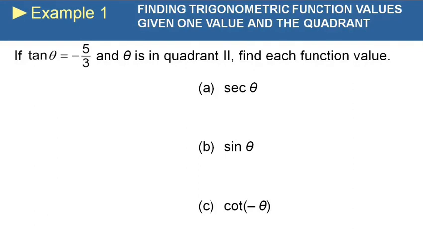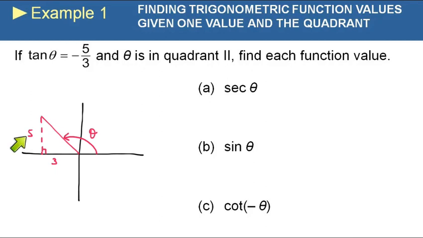Now, we've seen these problems before. The first example kind of relies on some of the identities, but we're not really going to do all of the algebra identity. We're going to use the function definitions to help us a lot. This one says, if tangent of theta equals negative 5/3 and theta is in quadrant 2, find each function value. Okay, so here's theta in quadrant 2, and remember the definition of tangent is y over x. So 5 is y and 3 is x, and we'll use the Pythagorean theorem to find the missing hypotenuse.